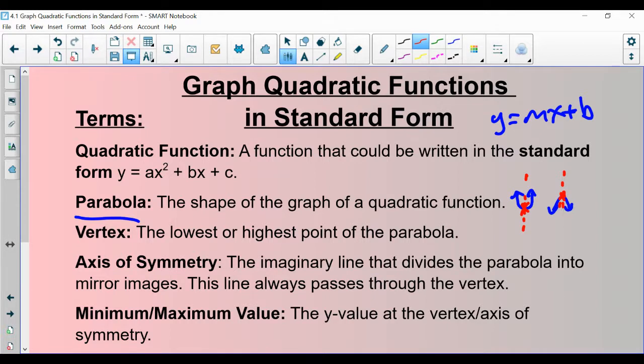Lastly, we want to talk about the minimum or maximum value. This parabola here has a minimum, because we're talking about the y values here. It goes up forever, but it doesn't go down forever. And the lowest y value that this parabola would achieve would be called a minimum. And this parabola here would be the opposite. The highest y value that this graph achieves would be called the maximum.